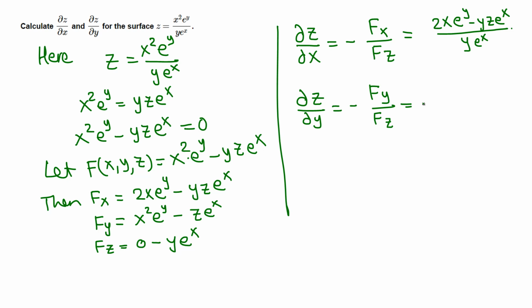Similarly here, this negative and f_g is the same. If we come back here, we have a negative in the front and a negative on the bottom that cancel, so we have just y e^x on the bottom, and on the top f_y, so x squared e^y minus g e^x. Do not cancel anything, final.